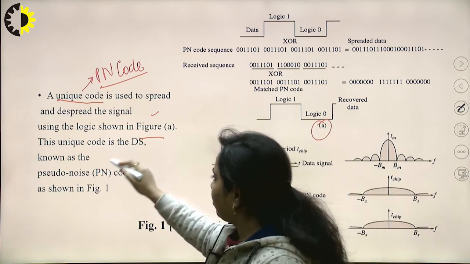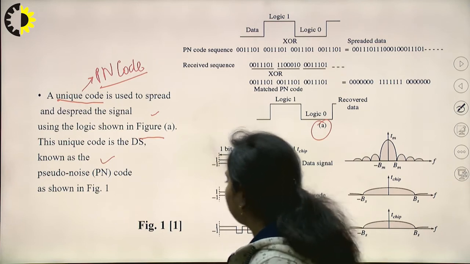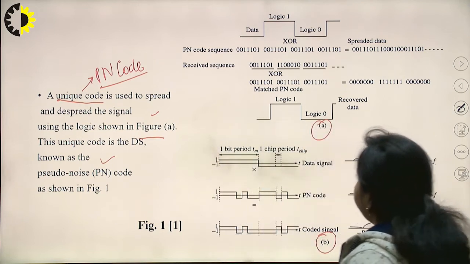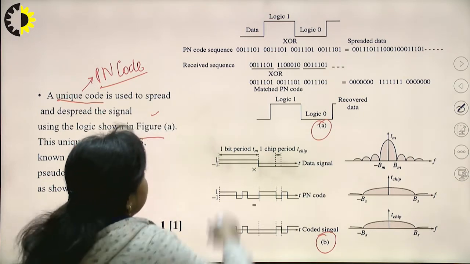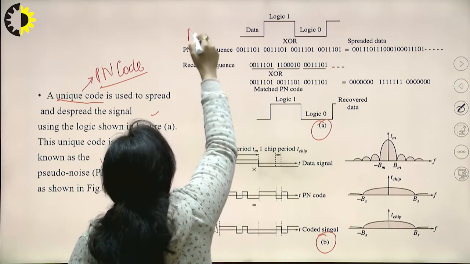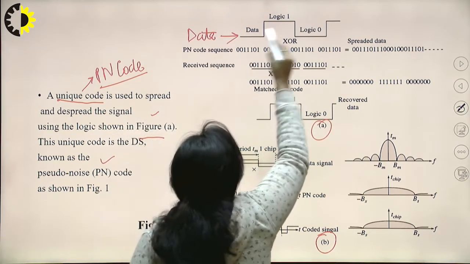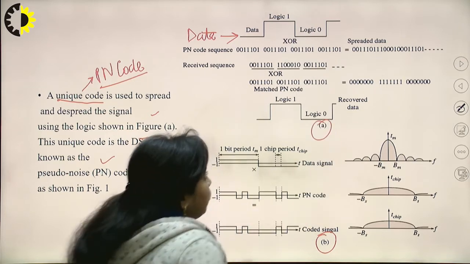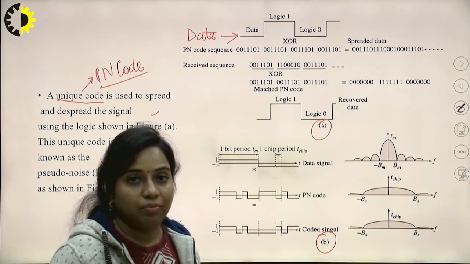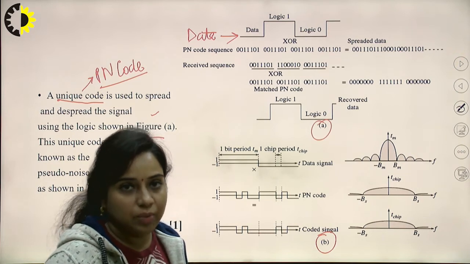This unique code is the DS, or the direct sequence known as pseudo-noise code, as shown in this figure. As you can see in this diagram, this is the original data that you want to transmit, which is this one, this is logic 0. Whatever data you want to transmit has a lesser number of bits as compared to the PN code sequence. That is the main assumption.